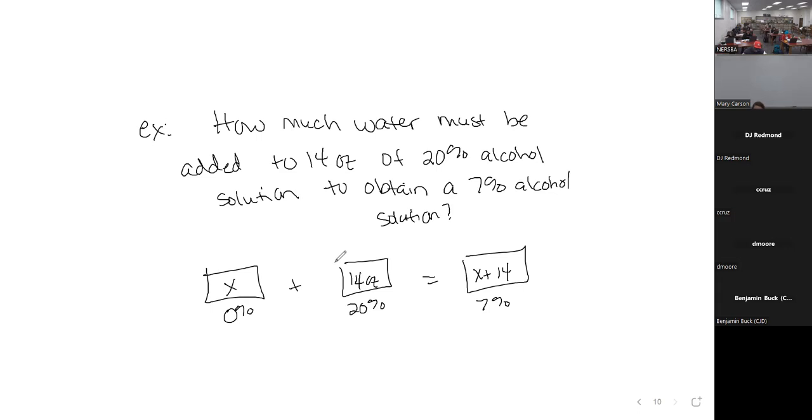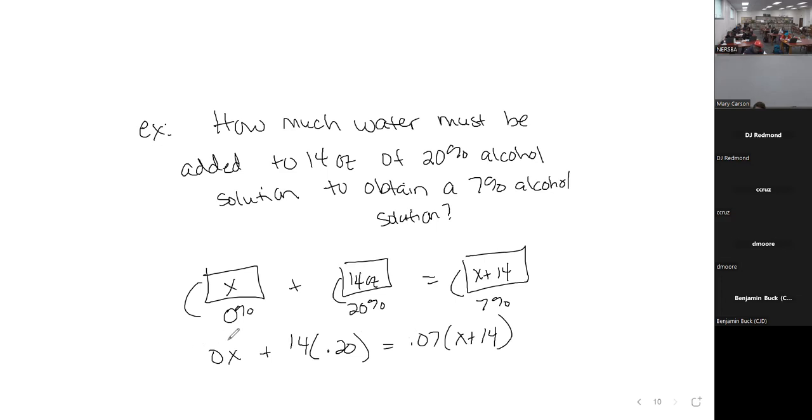How much water must be added to 14 ounces of a 20% alcohol solution to obtain a 7% alcohol solution? So you don't know the amount of water, but it's going to be 0% of the alcohol solution. 14 ounces of 20% alcohol solution. And then we have X plus 14 would be our blended total, and we have 7%. So we're going to multiply each of these. So 0 times X plus 14 times 0.20 is equal to 0.07 times X plus 14.